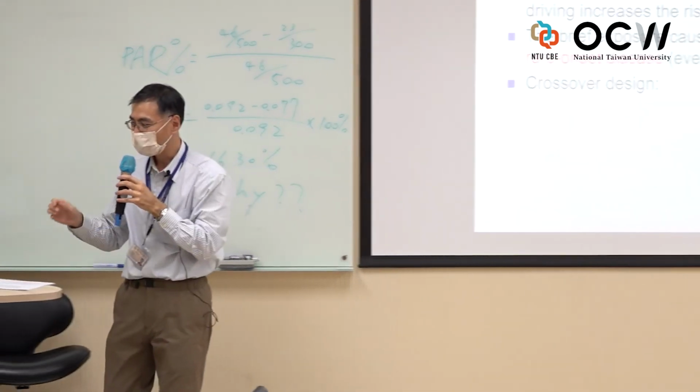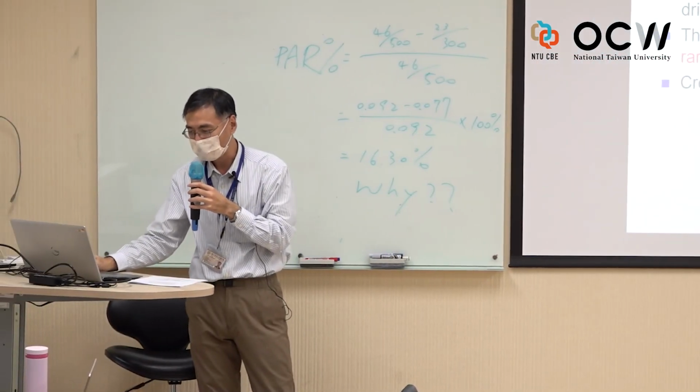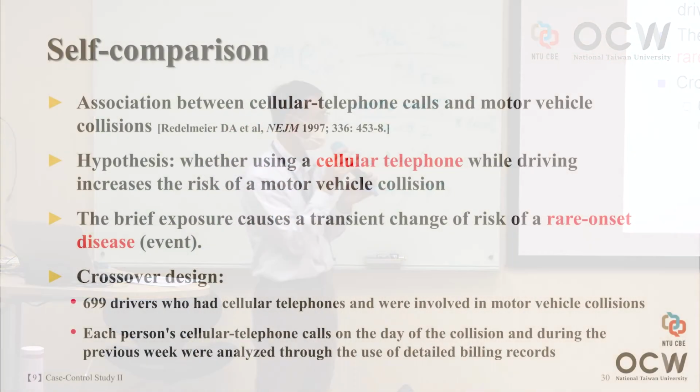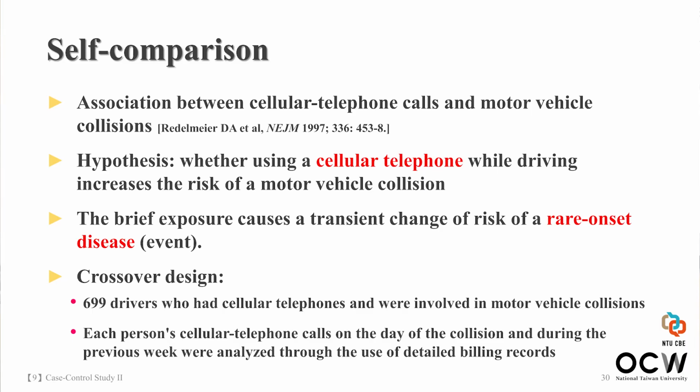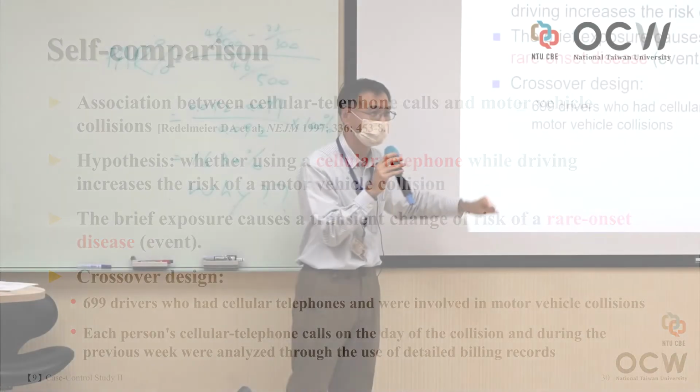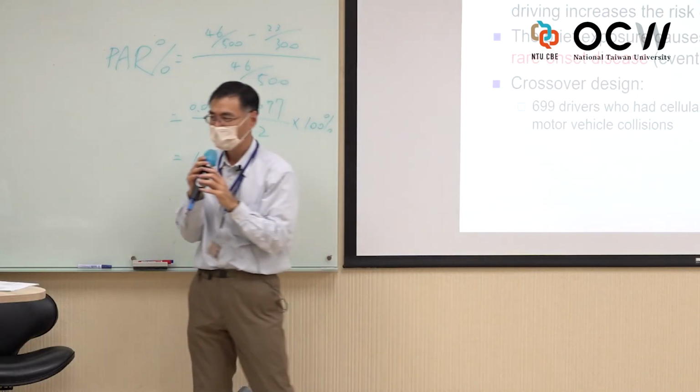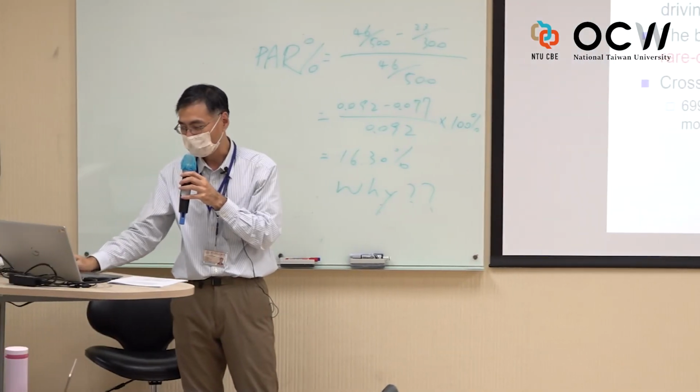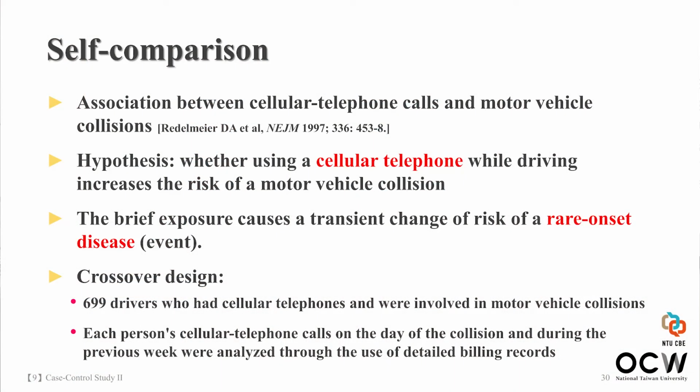And then how did they do the crossover design? They got almost 700 drivers who had cellular telephones and were involved in a motor vehicle collision. So these are case periods. Every single one was involved in a traffic accident. Each person's telephone calls on the day of the collision and during the previous week were analyzed through the use of detailed billing records from the telephone company, right?